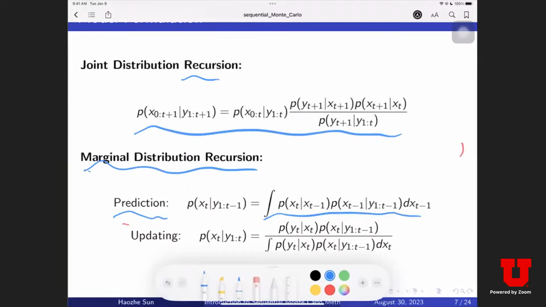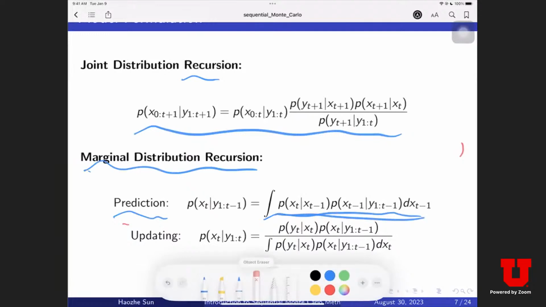It is because we get the observation of the state y 1 to t minus 1, but now we do not get the observation of the yt, so we can only use the state at the time t minus 1 to predict the state at the time t. So we get this function.